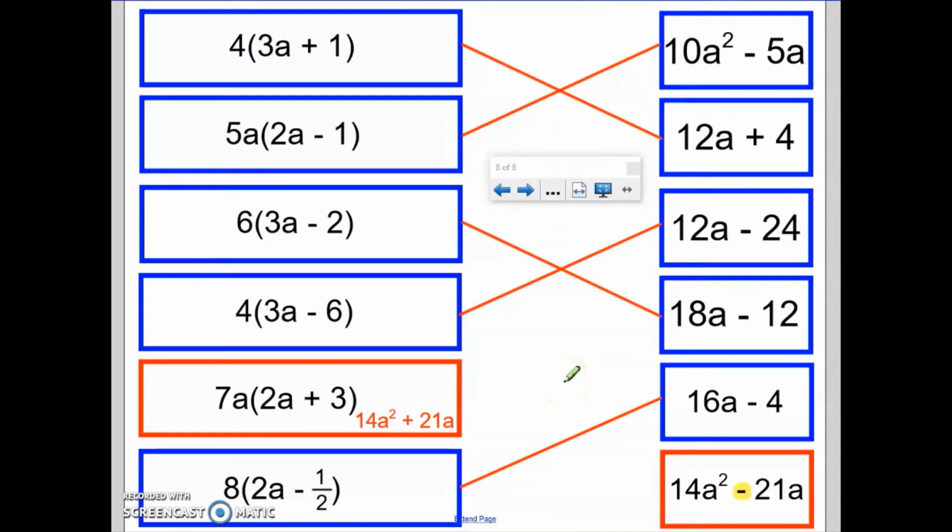Very well done if you are able to work through all those questions, especially this one down here when I included a fraction. 8 multiplied by -1/2 is going to give us the result -4. Well done if you were able to complete that task.